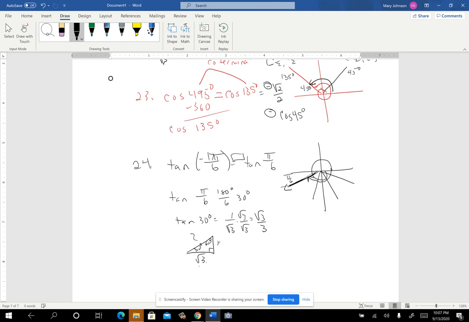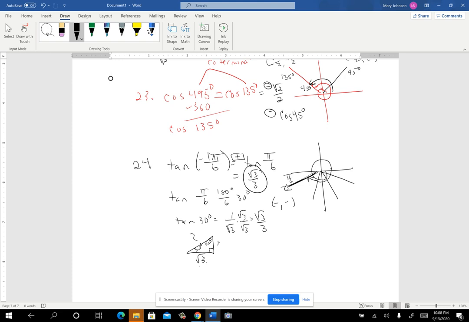And then tangent in the third quadrant, since it's negative, tangent is positive, isn't it? So it's going to exactly equal the tangent of pi over 6. So it's going to just be square root of 3 over 3, and that would be your final answer. Okay.